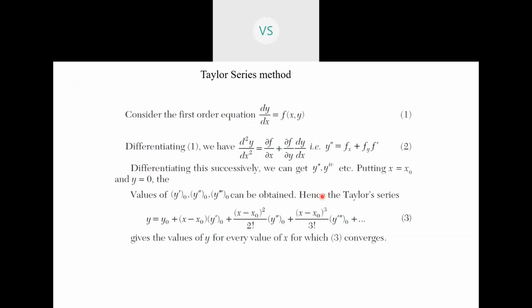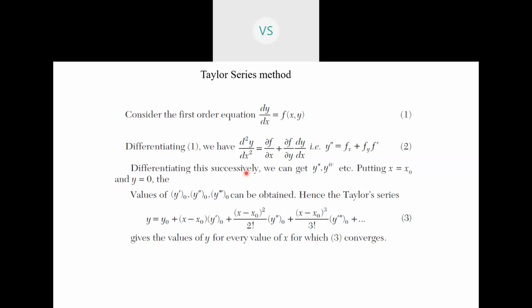Now the next method is the Taylor series method. Now consider the differential equation dy by dx is equal to f(x, y). Now here, you know, this is a differential equation. On the right hand side, always a function is given to you. The function might be any function. So if we differentiate the above equation, that is equation 1, with respect to x, we get d square y by dx square.